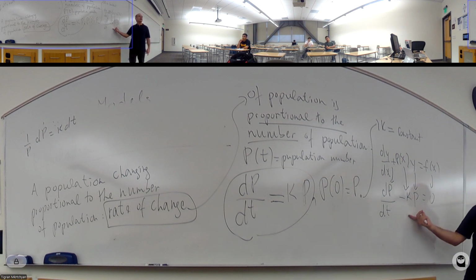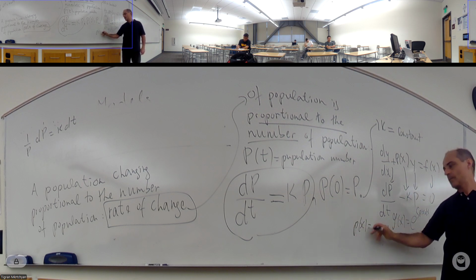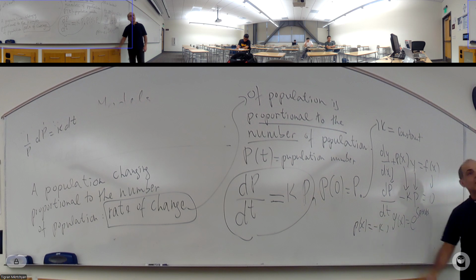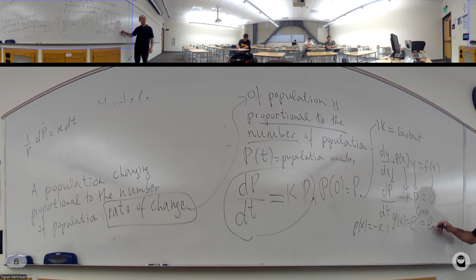If I want to go with that one, it's a linear equation. My mu of x is what? E to the integral of negative k. Correct. E to the integral of p of x. The confusion is this p is not the same as that p. This is like your y. So it's going to be the integral of what? Oh, maybe I should say, what is my p of x? Negative k. So that's going to be e to the integral of negative k dx.